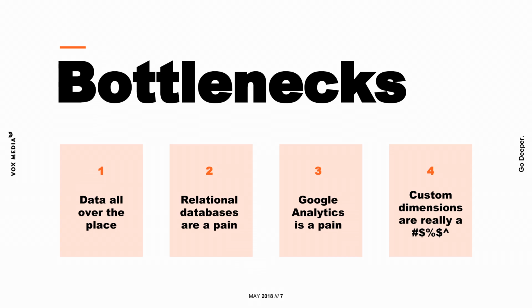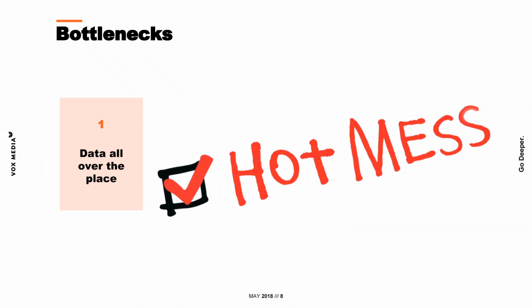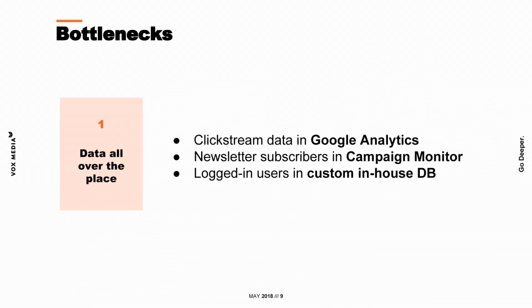The first thing we'll talk about is the fact that your data is literally all over the place. Whether it's in a relational database, or in Google Analytics, for us, our clickstream data for our website is all in Google Analytics and gets dumped into BigQuery. Then our newsletter subscriptions are all in Campaign Monitor. And then we have a custom in-house database to track when people are logged in. So these are all various different sources. And even if we had a magical data lake and all this kind of stuff, things would still be in very disparate areas.